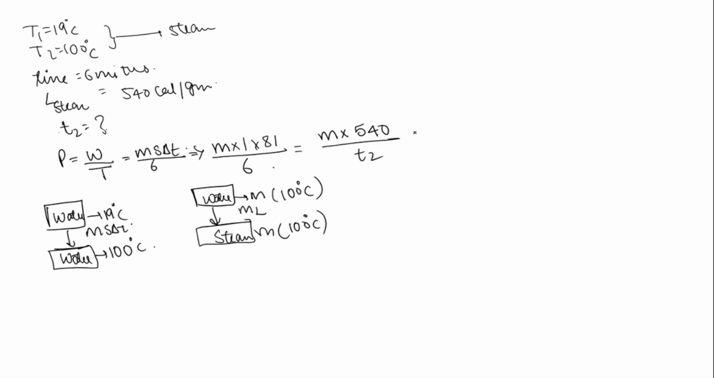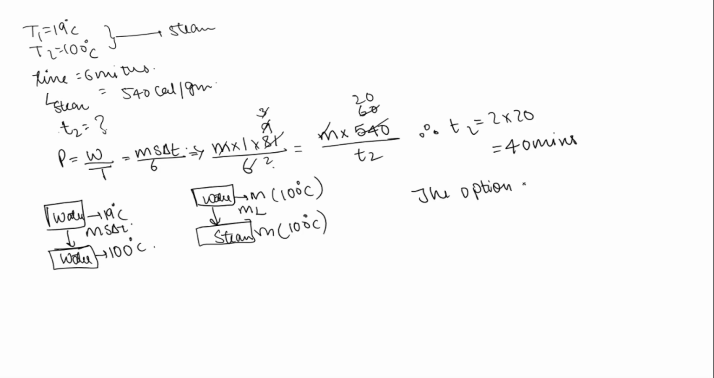So this is equal to, 9 ones, 9 sixties, 3 threes, 3 twenties, 3 ones, 3 twos. M and M will get cancelled. So therefore t2 is equal to 2 into 20, which is equal to 40 minutes. So the option is 1.